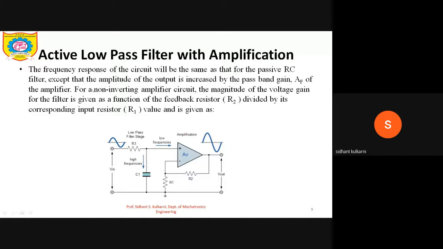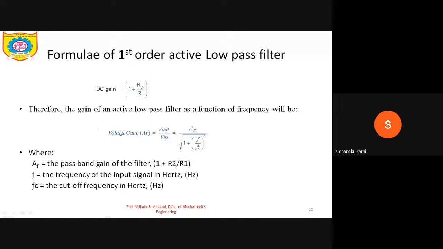The frequency response of the circuit will be the same as that of the passive RC circuit, except that the amplitude of the output is increased by the pass band gain. For a non-inverting amplifier circuit, the magnitude of the voltage gain of the filter is a function of the feedback resistor R2 divided by its corresponding input resistor R1. What I mean to say is, gain AV depends upon these two values, R2 and R1. That's it. So what will be the DC gain now? 1 plus R2 upon R1. And remember this formula, we are going to solve a few numericals based on this.